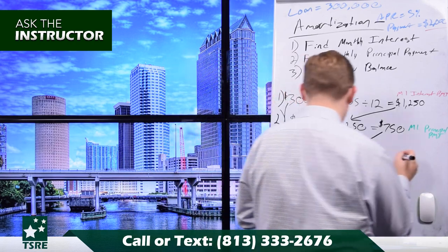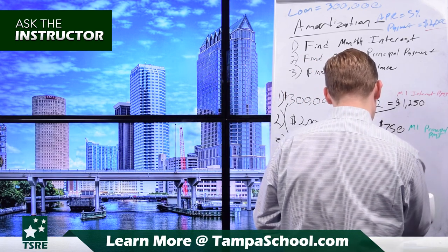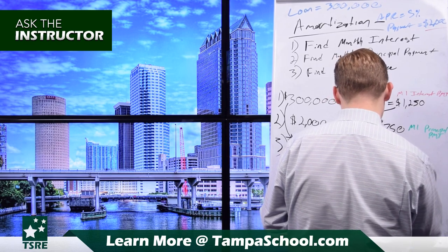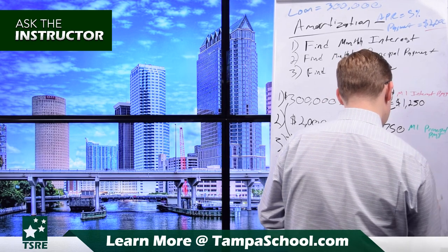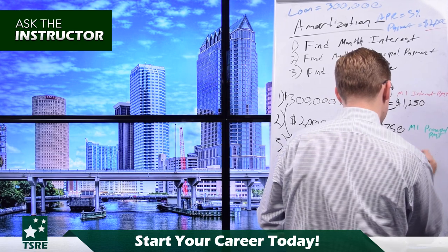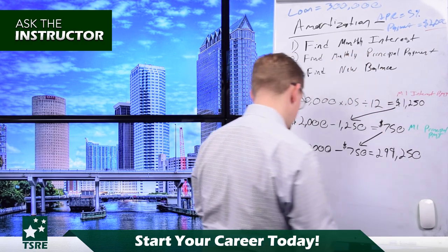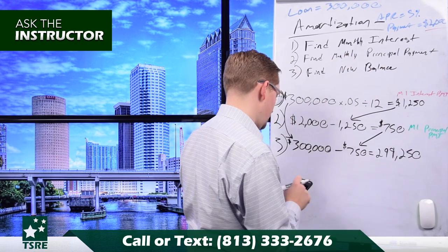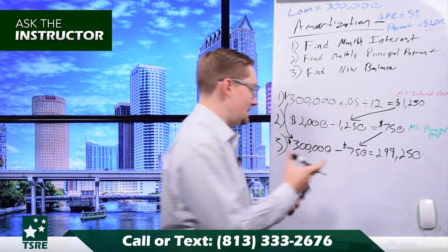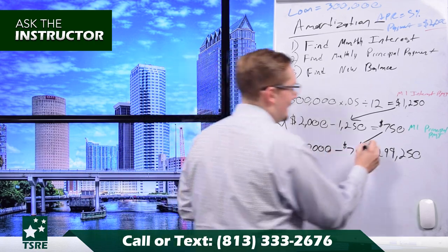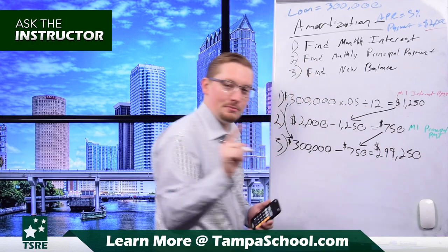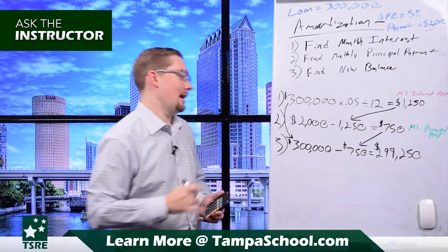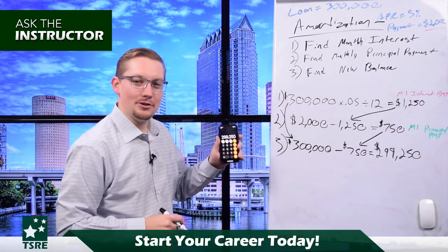So when we do $300,000 minus $750, we end up with $299,250. And we'll just again double check that to make sure our mental math checks out. And you know, you might say, well, yeah, John, obviously it's $299,250. Be careful, because your mind does play tricks on you, and it's played tricks on mine plenty of times before as well. So trust your calculator.